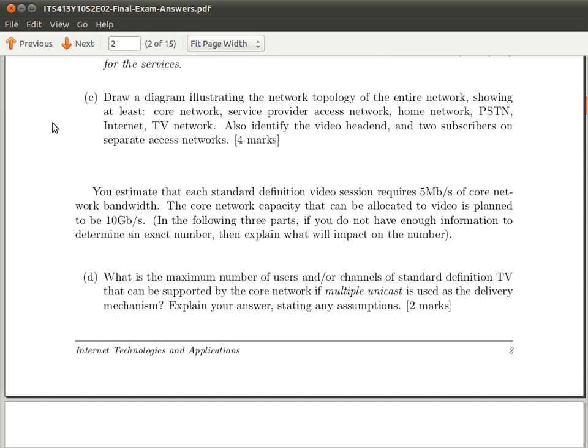We're not using multicast, so for every user watching some channel, we need to send one stream of packets. If there are 2 users watching the same channel at the same time, because we're using unicast, we still need to send 2 separate video streams. So it's going to depend upon the number of users. If we have a capacity of 10,000, each user requires 5 megabits per second. 10,000 divided by 5 is 2,000. We can support 2,000 users at once.